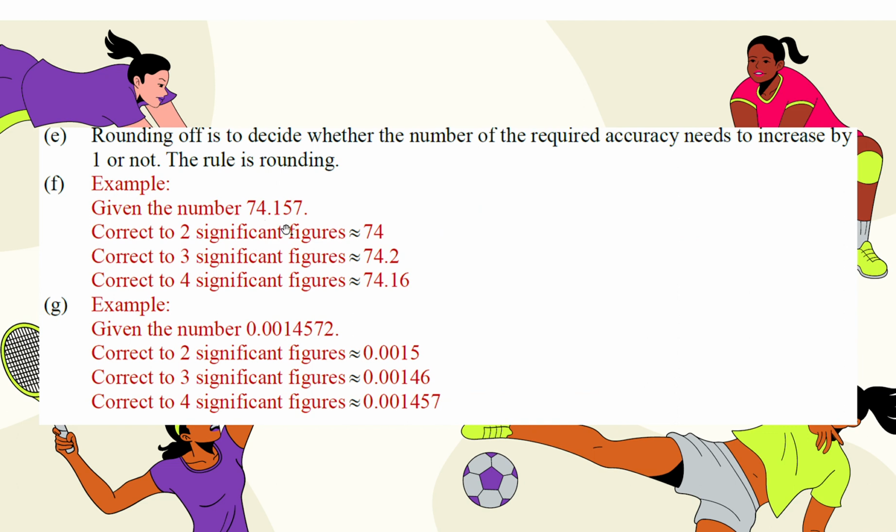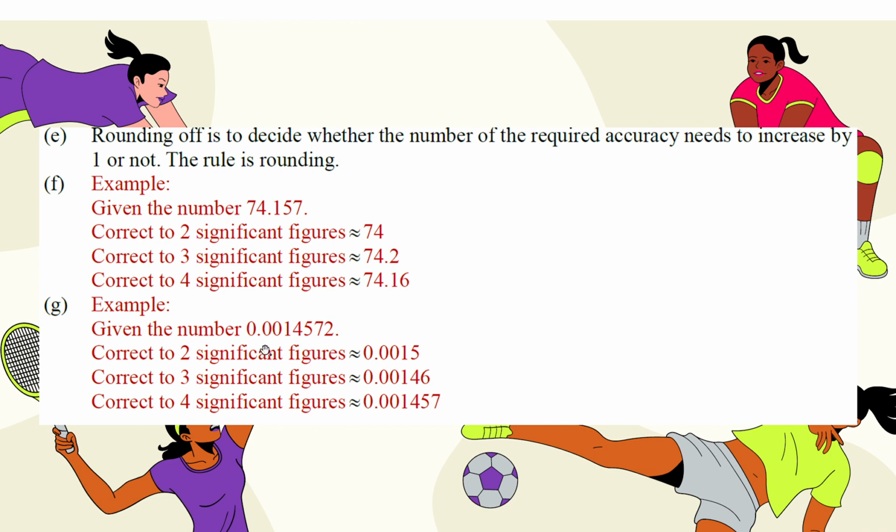Correct to 3 significant figures: the digit on the right-hand side is 5, so I need to add 1 because it reaches 5. So it becomes 74.2. For 4 significant figures, look at 74.15 and the 7 at the right. I need to add again, so 74.16. The same applies here, but be careful about the significant figures.